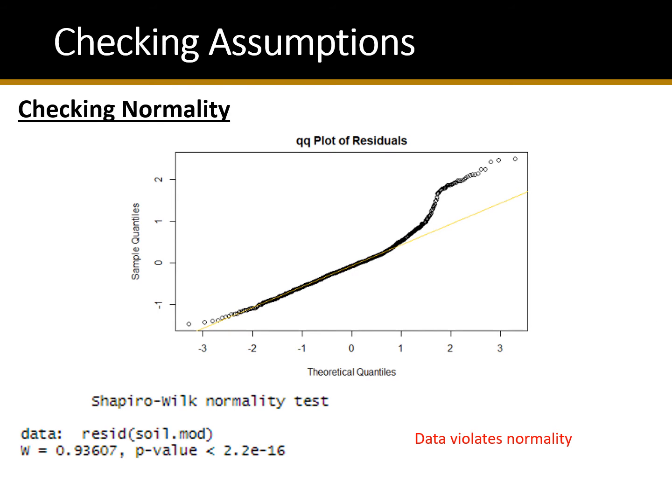Next, a quantile plot was generated to check the normality of the data's residuals. This plot suggests that the data violates the assumption and was further investigated by running a Shapiro-Wilk test. With a p-value of 2.2 times 10 to the negative 16th, we can reject the null hypothesis and conclude that the data does in fact violate normality.